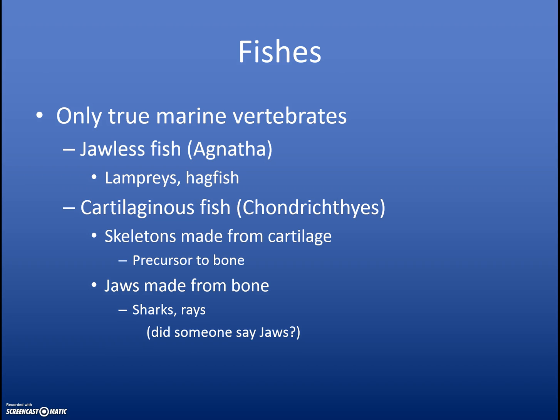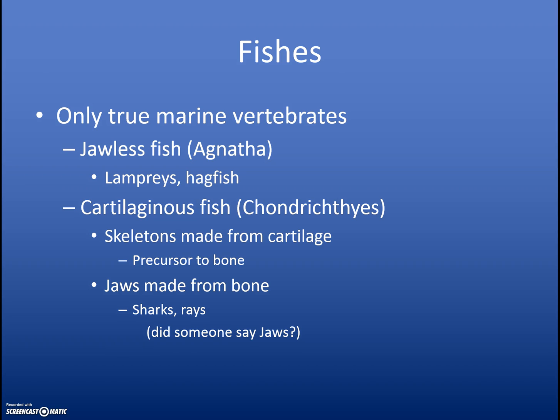Now, the fishes are the only true marine vertebrates. So they're the only animals that live in water that actually have a backbone. As I mentioned a moment ago, Agnatha means jawless fish, and the 2 representative organisms are the lampreys and the hagfish. Now, the cartilaginous fish of the Chondrichthyes actually have skeletons that are made of cartilage, and this cartilage is actually a precursor to bone.